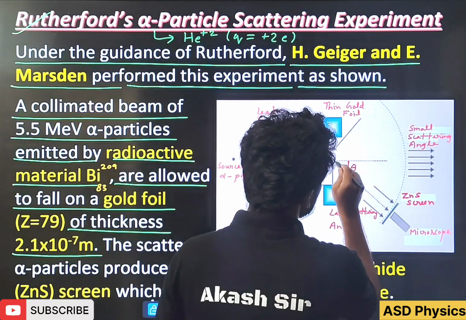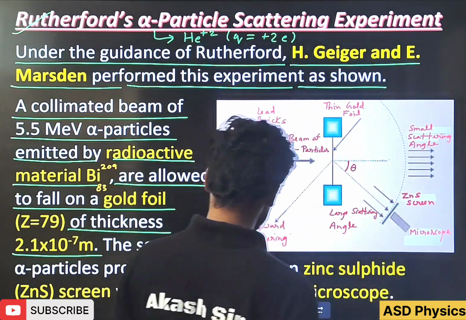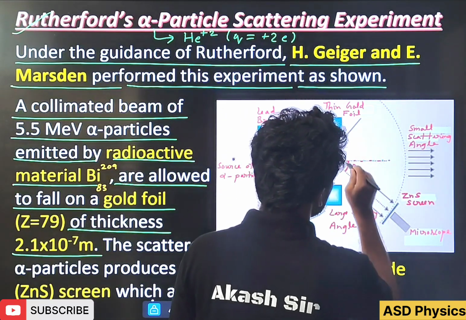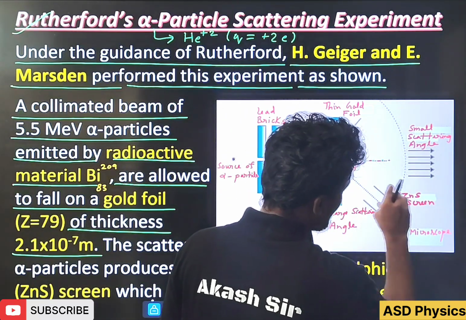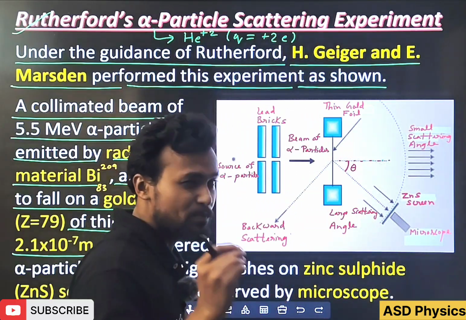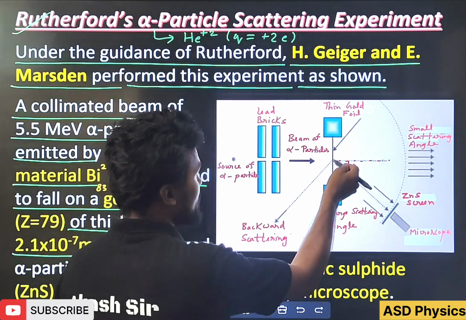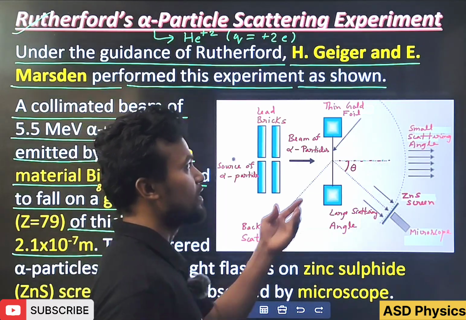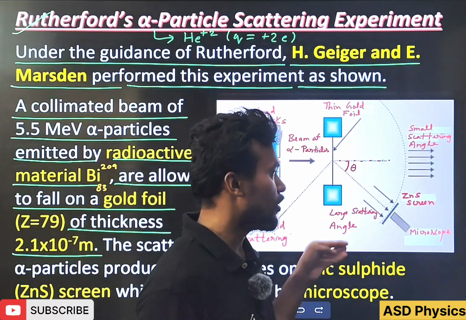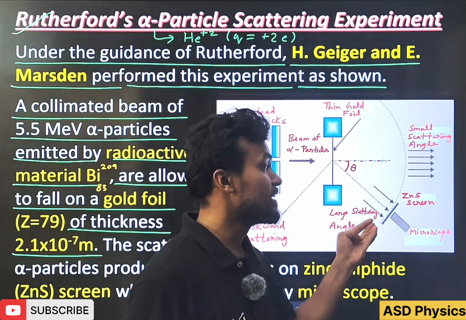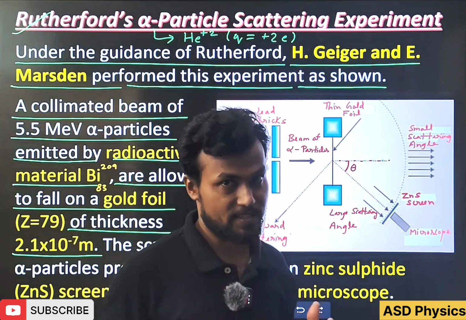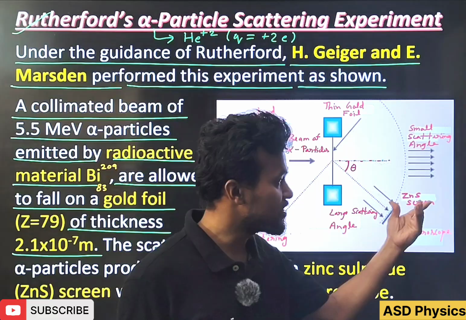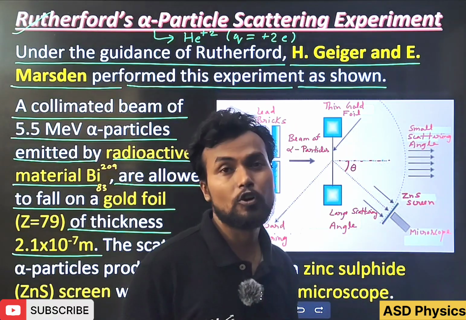So you can see here this is the central line, and all the angles are measured from the central line. Very few alpha particles will come to this side, or maybe a very small number of alpha particles will bounce back. So here you can see the backward scattering is there. When the alpha particle falls on the zinc sulfide screen, it produces flashes, and that will be observed by the microscope.